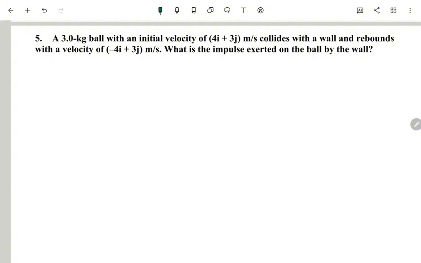A 3 kilogram ball with an initial velocity 4i plus 3j meter per second collides with a wall and rebounds with a velocity minus 4i plus 3j meter per second. What is the impulse exerted on the ball by the wall? Now let's just sketch the situation. A ball collides with the wall with velocity equal to 4i plus 3j and rebounds like this one here with velocity minus 4i plus 3j. Now we would like to calculate here the impulse.